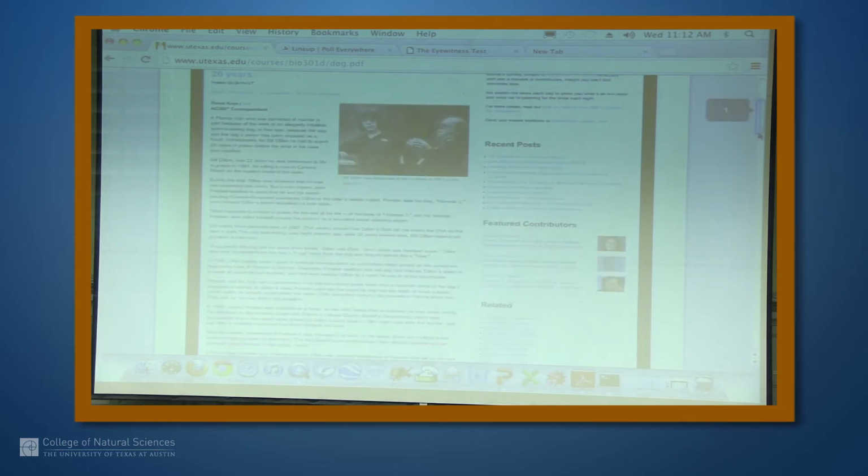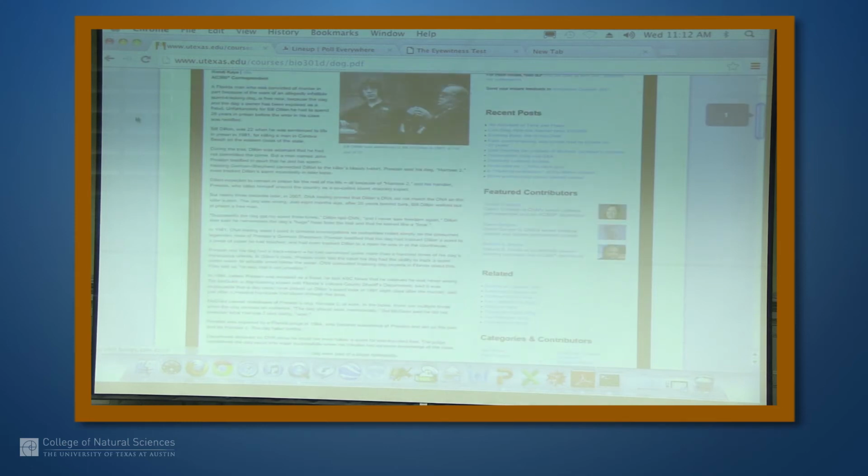So it's July 2009. A Florida man who was convicted of murder in part because of the work of an allegedly infallible scent tracking dog is free now because the dog and the dog's owner have been exposed as a fraud. Unfortunately, this guy had to spend 26 years in prison. So he was sentenced to life in prison in 1981 for killing a man.